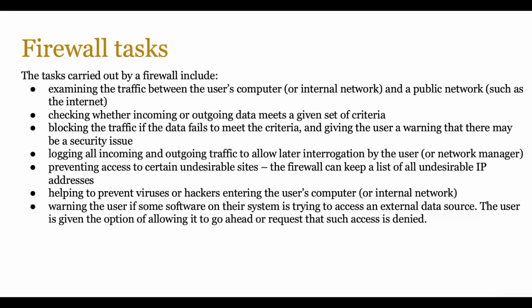The firewall can keep a list of different IP addresses which are blocked. They can help prevent viruses or hackers entering the user's computer if they are on that particular block list. They can warn the user if some software on their system is trying to access an external data source. The user is then given the option of allowing it to go ahead or request that such access is denied. So any outgoing transmission first has to pass through the firewall. And if the user changes their setting to say, well, okay, whenever something goes out of my system, let me know, then they will have to physically approve it.